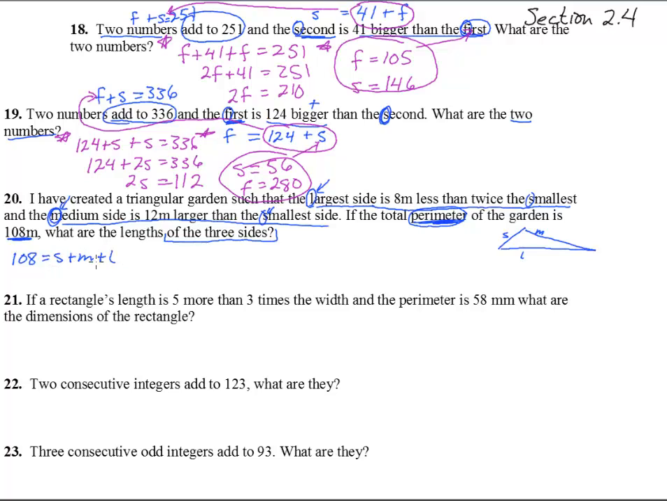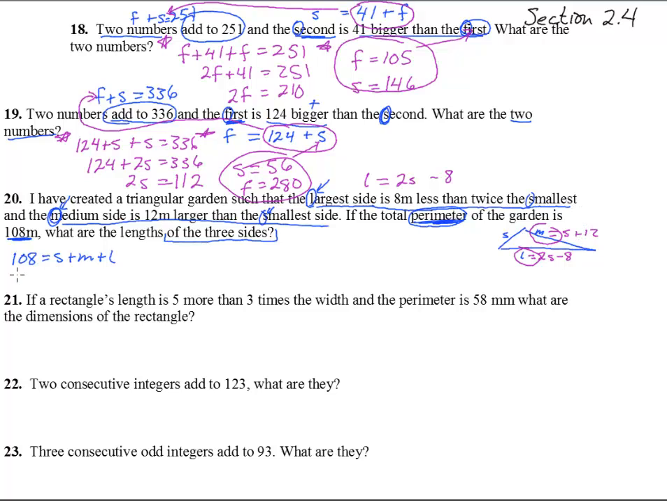Now some of you won't do this little substitution thing that I'm going to do, and that's perfectly all right. You're welcome to do it how you would like to do it, but you'll see it'll end up at the same place. The largest side is 8 meters less than twice the smallest. There's where we get 2s minus 8. Remember, 8 less than is when you subtract 8 off of it. And the medium side is 12 larger than the smallest side. Now, this is where some of you may differ. You may not write that, and just have s plus 12 and 2s minus 8. That's perfectly fine.